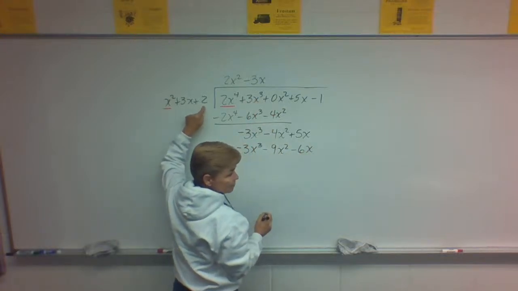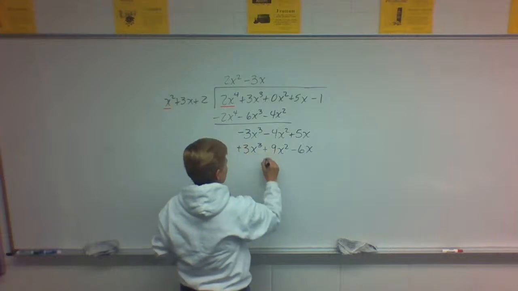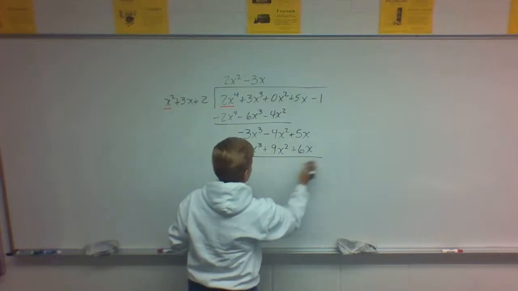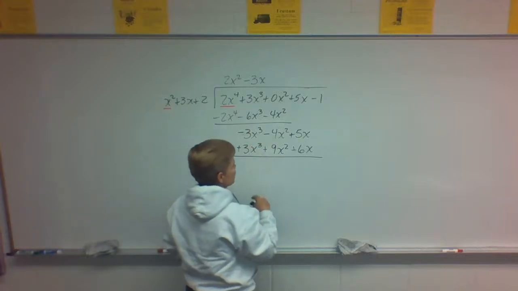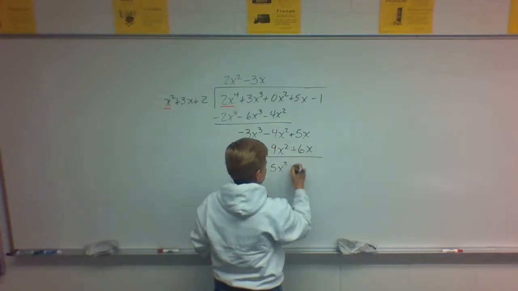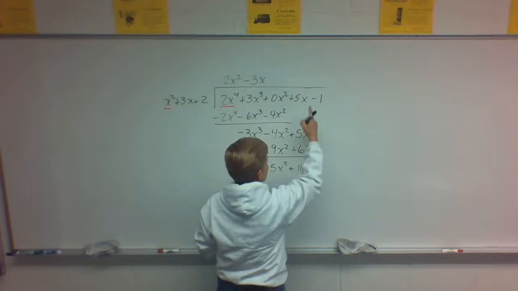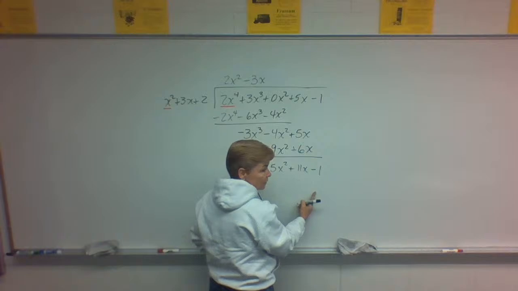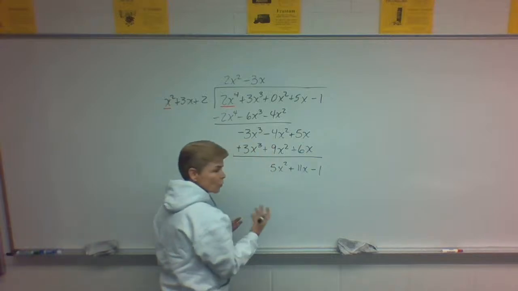Then what? Change the signs and add. They better add out, and they do. This adds up to 5x squared plus 11x minus 1. We're bringing that last guy down. See it? Y'all clear? We ask the question again.